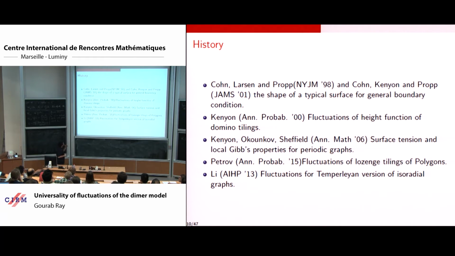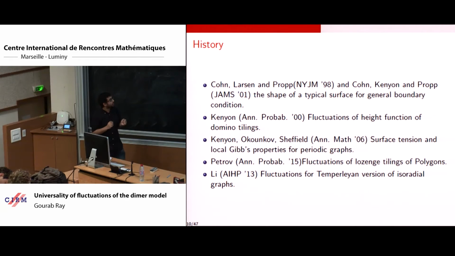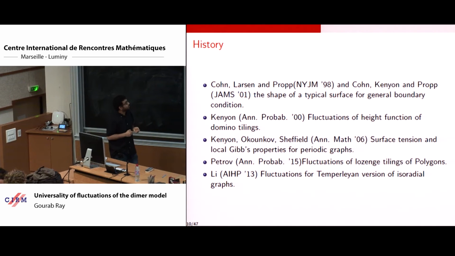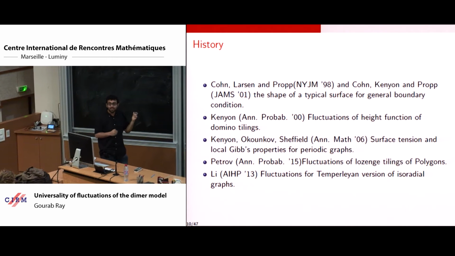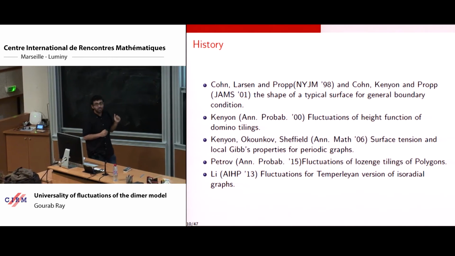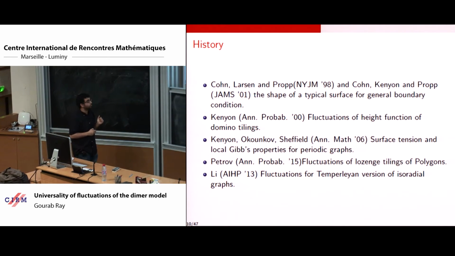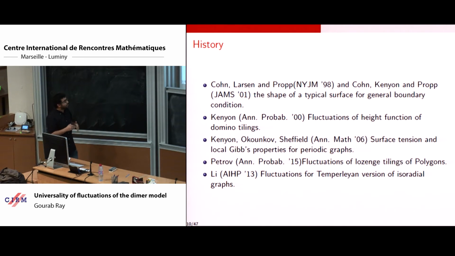All this work, I should point out, took the method of using the Kasteleyn matrix to compute the covariances. But you will see that the approach we take is slightly different. It's not using the Kasteleyn matrix at all in the proof. So perhaps it can help with some other problems which are difficult to solve using this approach. That's the hope. Okay.